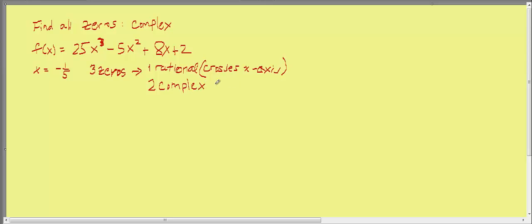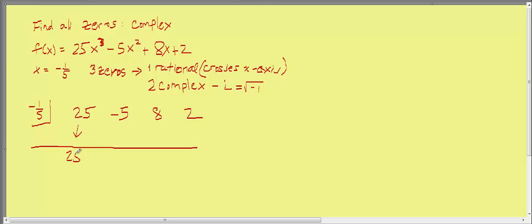Remember, I hope you remember that complex means that it contains an i. There's an i, which is the square root of -1. So whatever your degree is of your polynomial, that's going to help you see how many answers you're going to get. If we set this up in synthetic division, we're going to have 25, -5, 8, and 2.